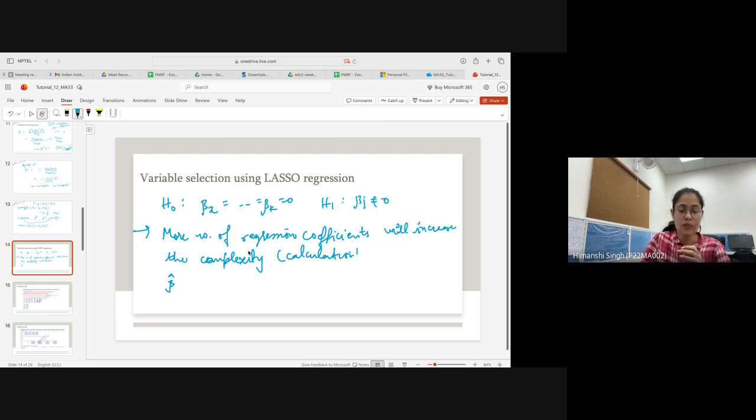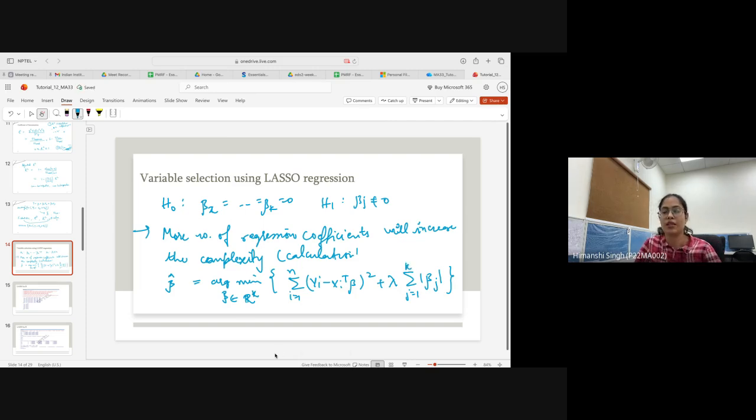If it is possible, there are other methods also by which we can find out the estimates. So how are we finding the beta hat? We are minimizing, argmin over beta in R^k, the summation of (yi minus xi transpose beta) whole square, i going from 1 to n, plus lambda times the summation of mod of beta j, j going from 1 to k. So basically we are minimizing this quantity.